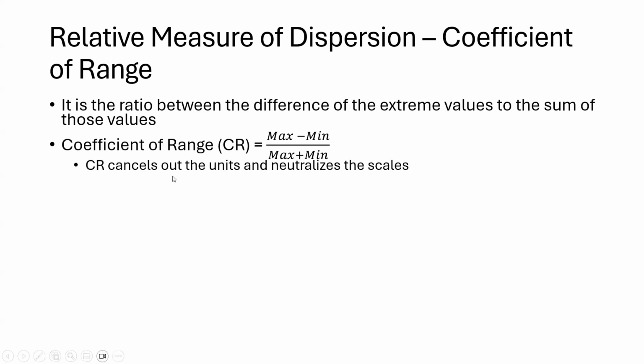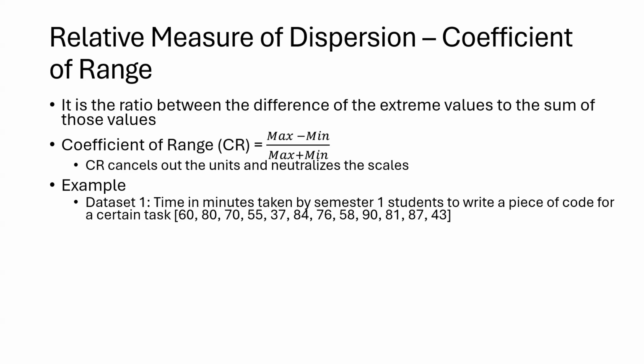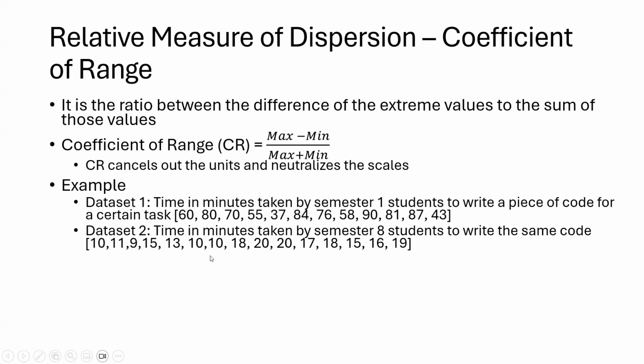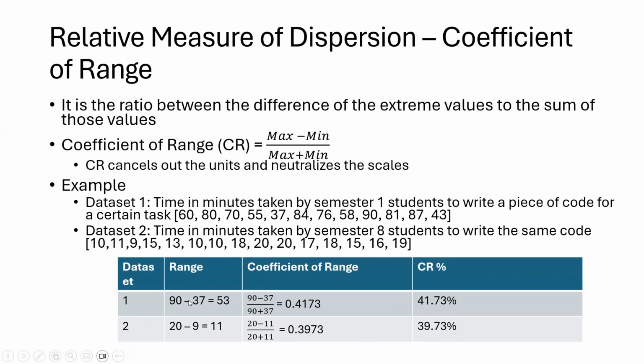That's it. This basically, when we calculate CR, because of this ratio, it cancels out the units and it neutralizes the scale. So now we have a better representation of the variation, and the comparison becomes more fair. So here we have the same data sets that we saw in the first slide, these two values on different scales. When we calculate the ranges, for the first one, we have 90, which is the highest value, minus 37, which is the lowest value, and we get 53. And we get the range as 11 in case of the second data set.